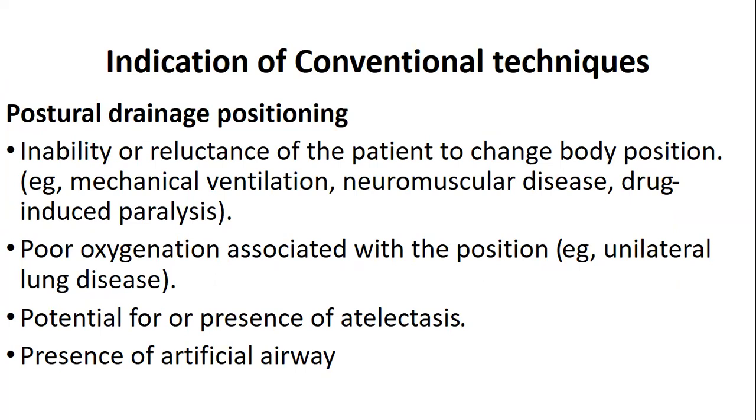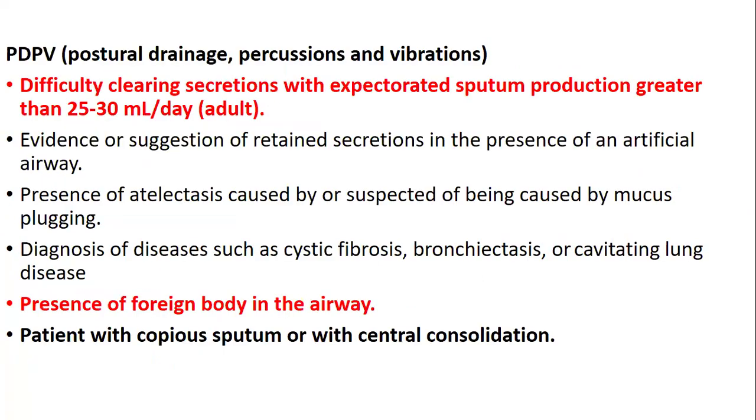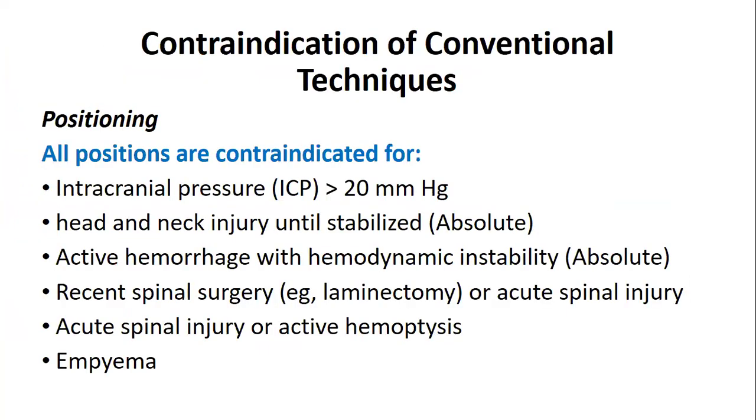Indications of conventional techniques, postural drainage, include inability or reluctance of the patient to change positions, poor oxygenation associated with position, potential for the presence of atelectasis, and presence of artificial airways. For the combination of postural drainage, percussions, and vibrations, the indications are when the patient has difficulty clearing secretions with expectorated sputum production greater than 25 to 30 mL per day in an adult. Also evidence or suggestion of retained secretions in the presence of an artificial airway, presence of atelectasis, presence of a foreign body in the airway, as well as patients with copious sputum or with central consolidation. This will call for a combination of postural drainage, percussions, and vibrations to be instituted.